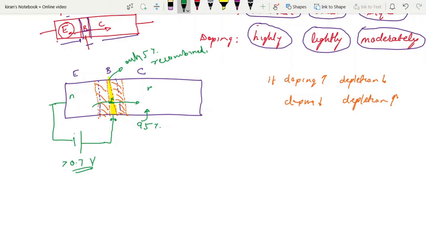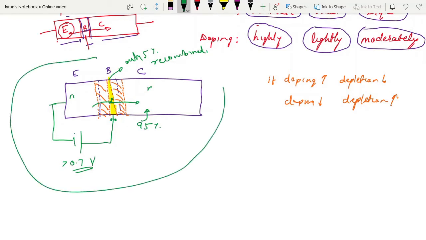But this is just to mention that there is a difference in depletion region width in the emitter region, in the base region, and in the collector region. We discussed that while discussing the effect of doping concentration on depletion region. We have a separate video for that. If you haven't seen that video, please go and visit it.